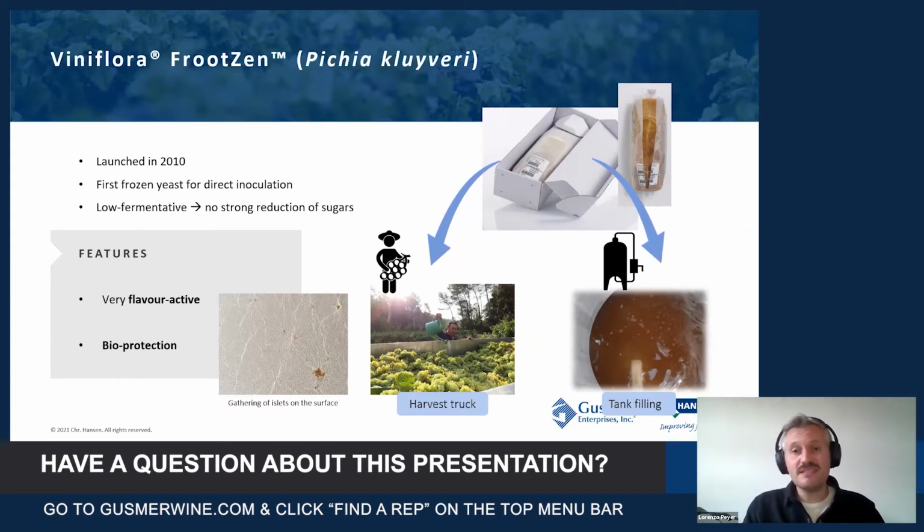It's very good at releasing thiol precursors, so sulfur-containing molecules that are bound in the juice and need to be liberated to become flavor active. So this strain can release them very efficiently, and on top of it releases also a whole array of esters.